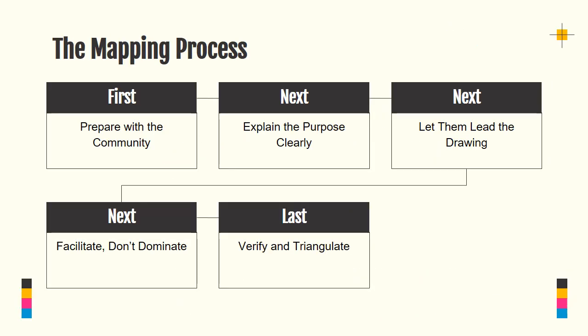Now we will see the mapping process. The process is simple but powerful. First, consult the villagers. Choose a time and a place that's comfortable for all. Invite diverse participants, youth, elders, women, marginalized groups. Then explain to them the purpose, why this matters. Clarify what social mapping is and why it matters.